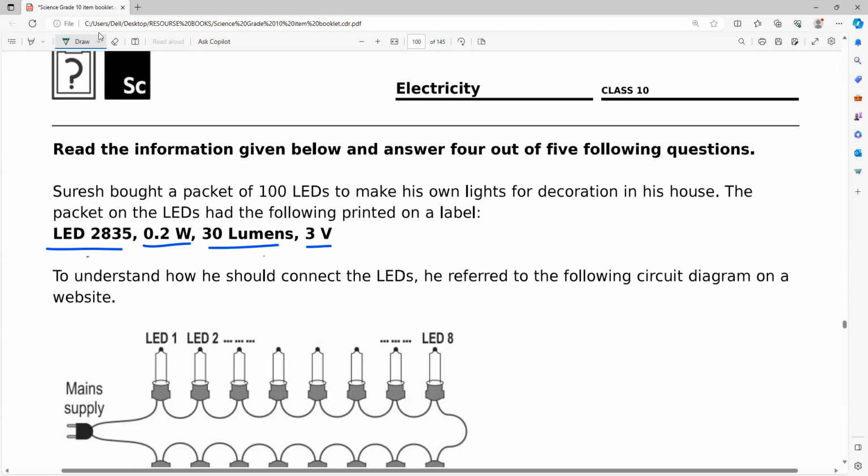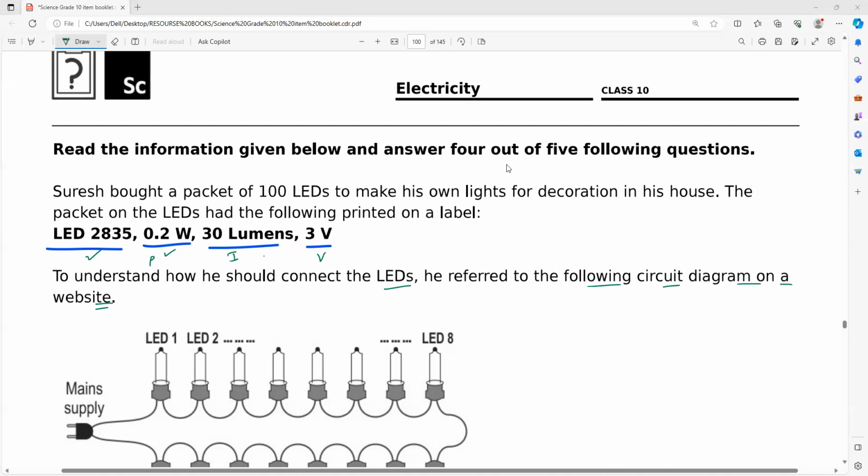So LED number is LED 2835. Power is 0.2 watt. Voltage is 3 volts. Luminous intensity of light is 30 lumens. To understand how he should connect the LEDs, he referred to the following circuit diagram on a website. We all know that LEDs consume low power. So we have to connect them in series connection or parallel connection.